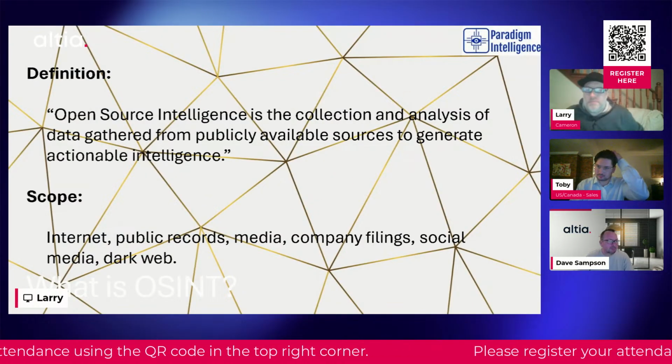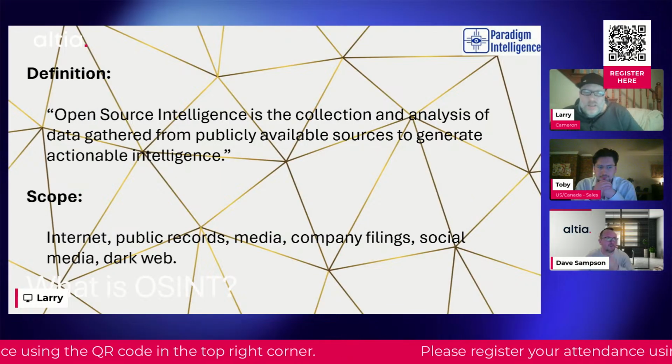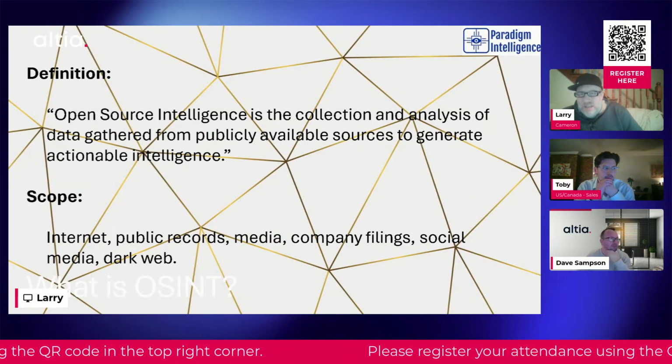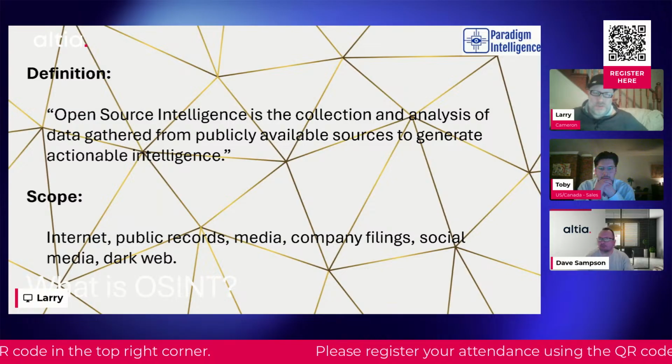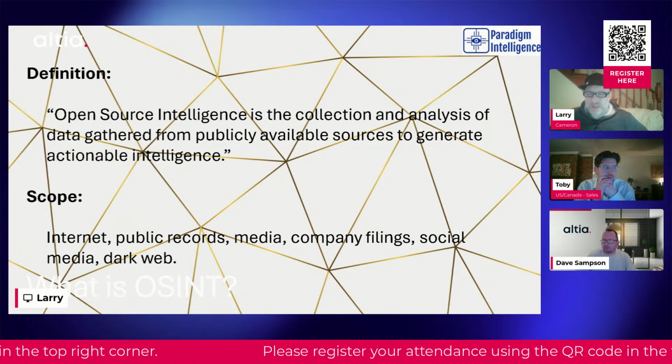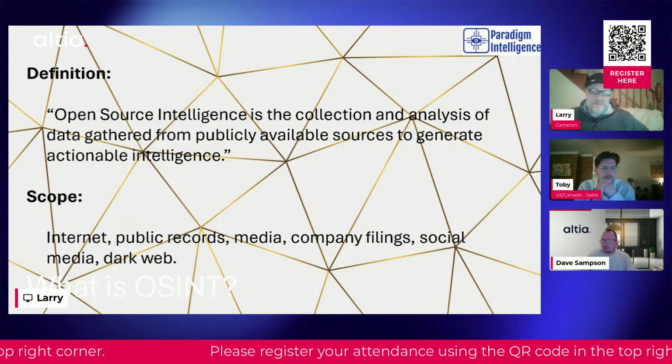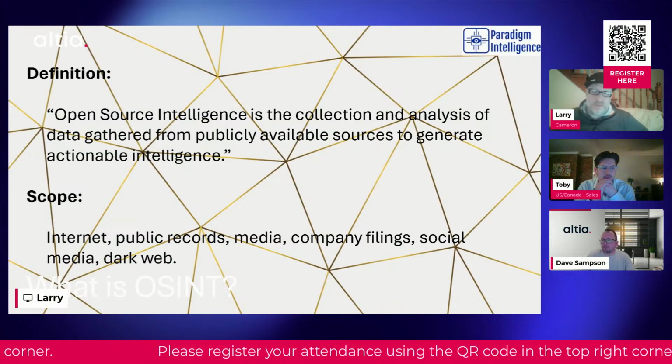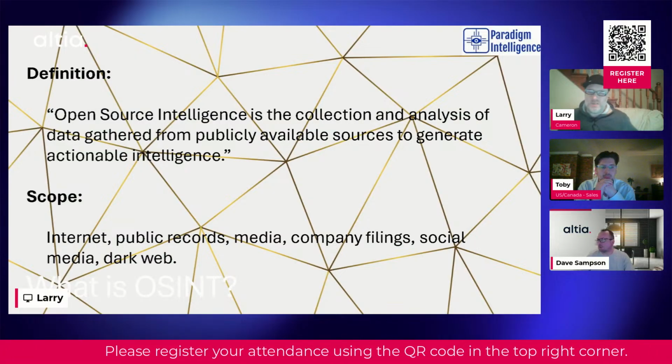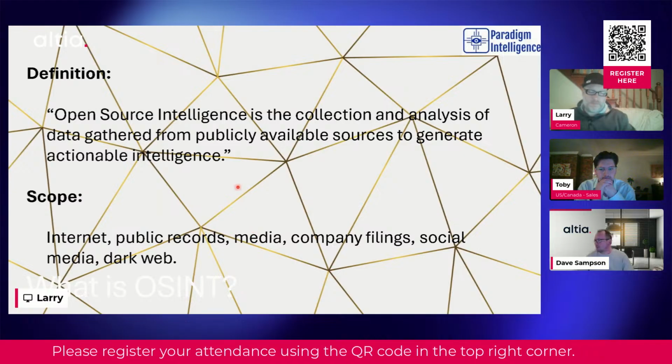Now we're going to go over quite a bit of stuff regarding open source intelligence. It's the collection and analysis of data gathered from publicly available sources to generate actionable intelligence. So the scope is internet, different public records, media, company filings, social media, and dark web.